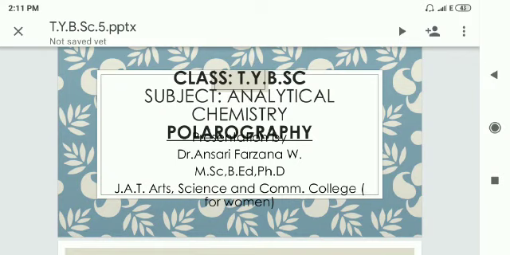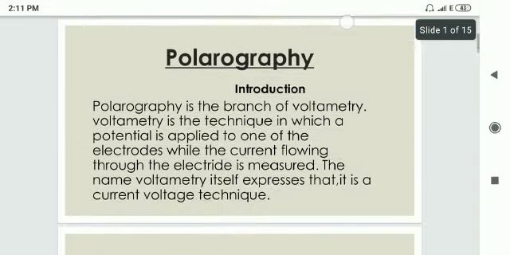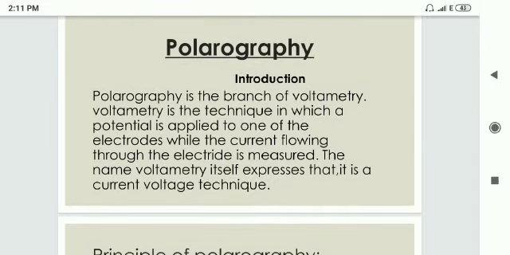Now today we shall discuss the next chapter of Analytical Chemistry, Polarography of TYBSc. Polarography is a branch of voltammetry. Voltammetry is the technique in which the potential is applied to one of the electrodes while the current flowing through the electrode is measured. And the name voltammetry itself expresses that it is a current-voltage technique.